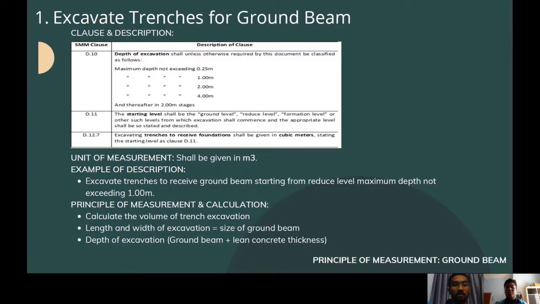For the principle of measurement and calculation, firstly we need to calculate the volume of trench excavation. The length and the width of the excavation are the same as the size of the ground beam. But for the depth of excavation, the ground beam depth needs to be added with the lean concrete thickness.